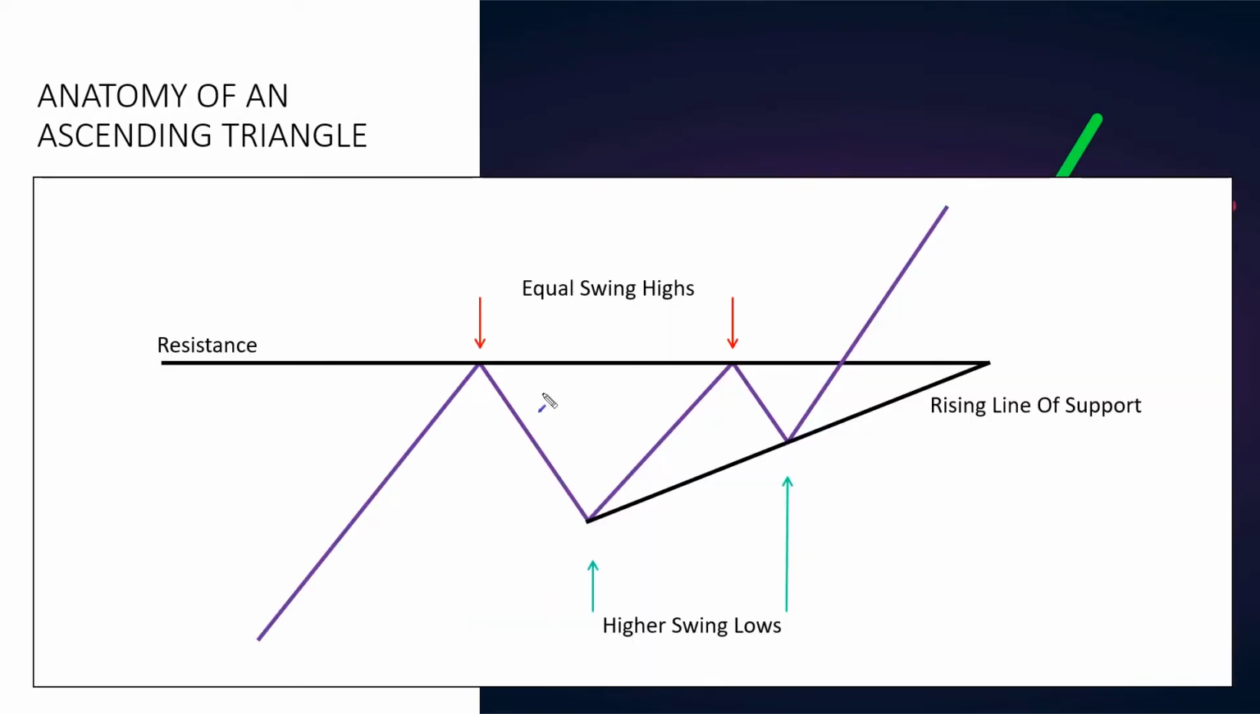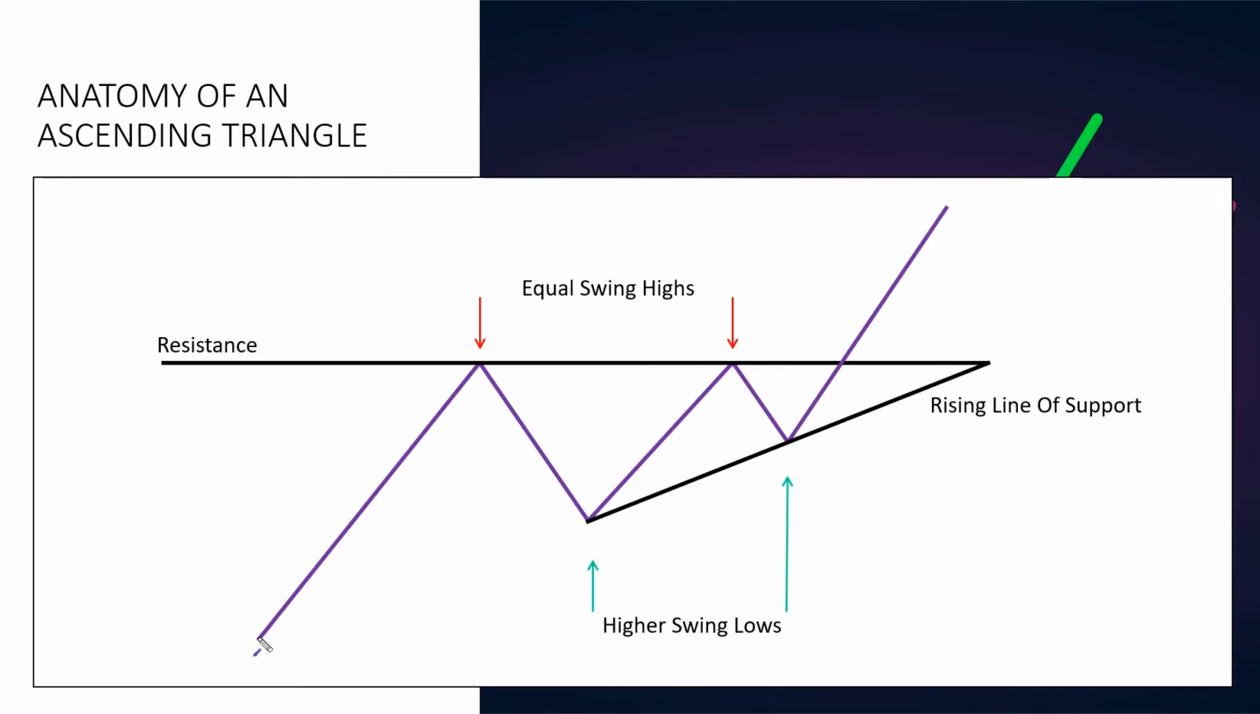Okay traders, let's run through the anatomy of an ascending triangle. So first of all, it will consist of at least two equal highs, so you can draw a horizontal level of resistance, and then you'll have at least two higher swing lows, so you can draw a rising line of support. When those two lines meet, you have the ascending triangle pattern drawn in its form.